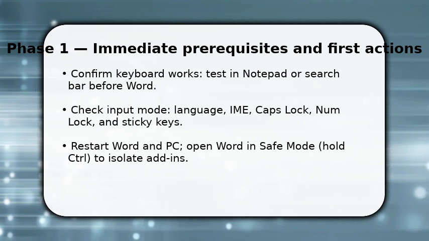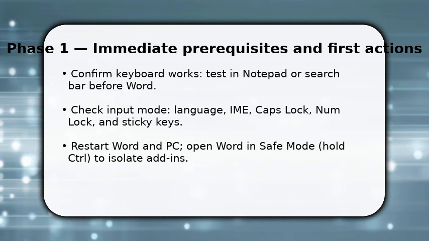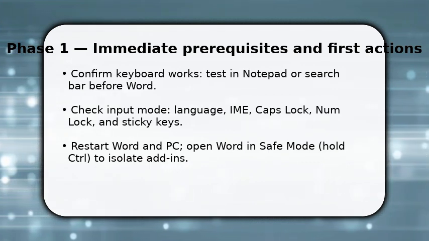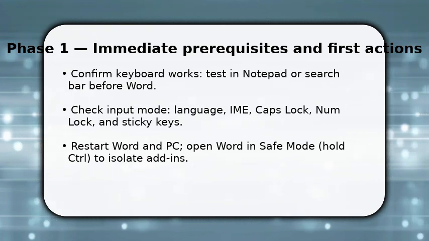If text still won't appear, open Word in safe mode by holding Control while launching. This disables add-ins and shows whether an extension blocks typing. Make sure to note any error prompts. Those clues speed the fix.